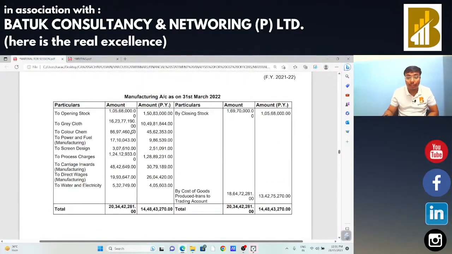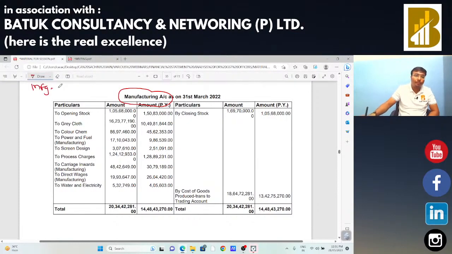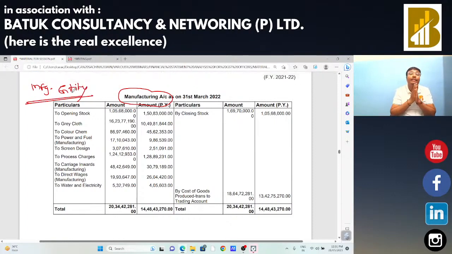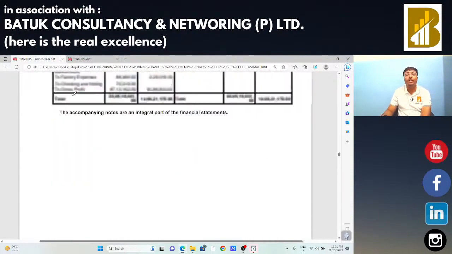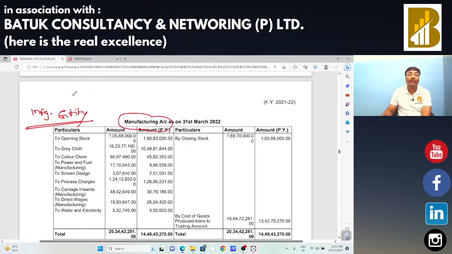Sir, next financial statement we are going to discuss, and the next financial statement is of a manufacturing entity. In that particular entity there is a manufacturing account available, a trading account is also available, and a profit and loss account is also available. So we are going to analyze the manufacturing, trading, and profit and loss account. Okay sir.